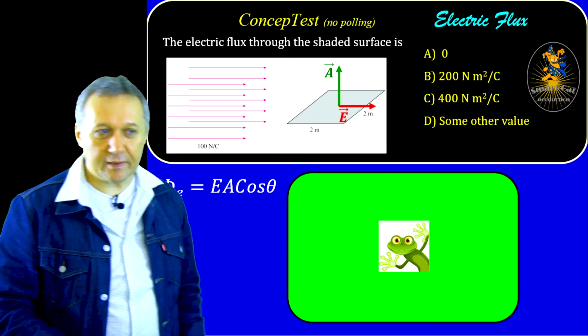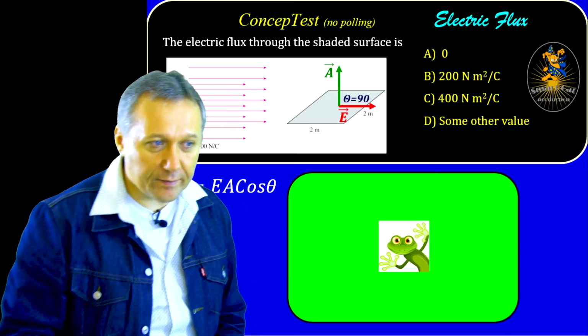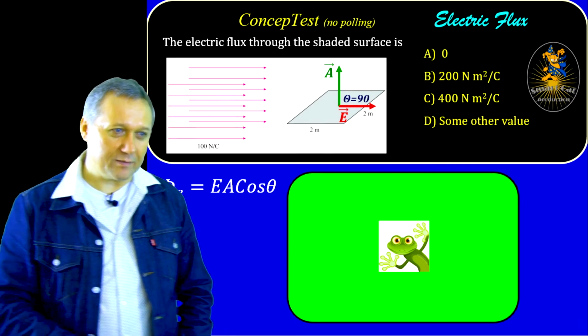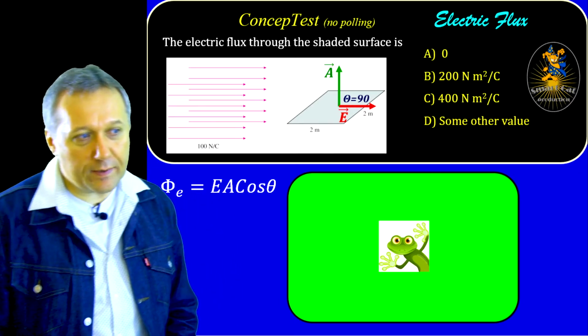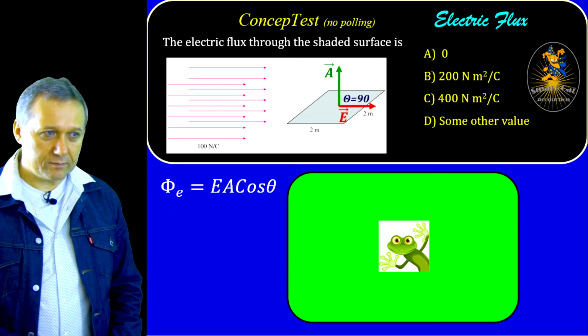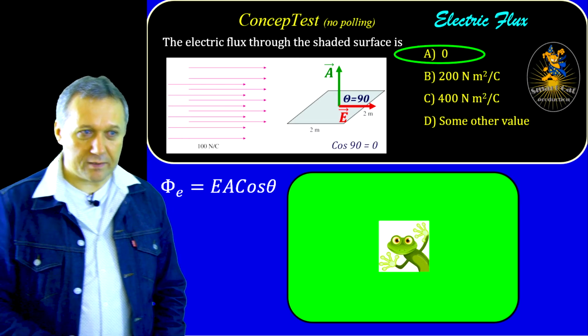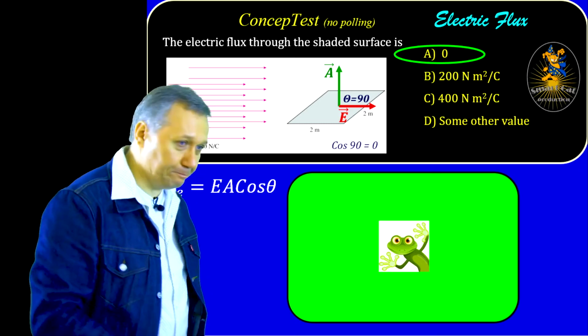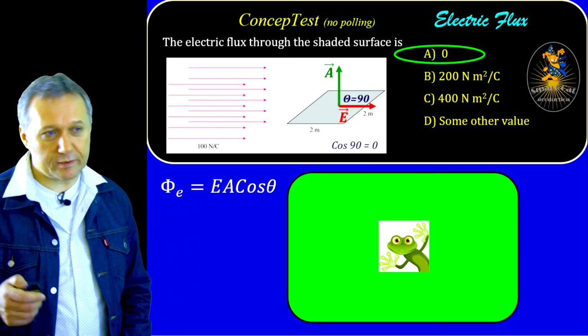And so the correct angle, of course, is 90 degrees. And cosine of 90 degrees is 0. You all know that, right? Cosine of 90 degrees. So that's the mathematical explanation of a zero flux. As a result, the answer is 0. None of the electric field lines cross this surface.